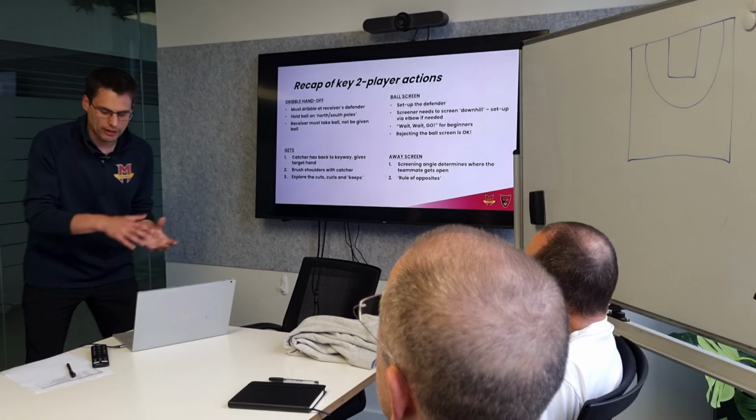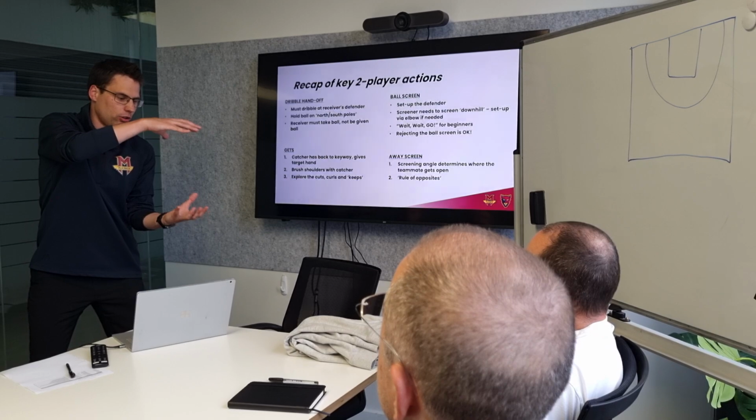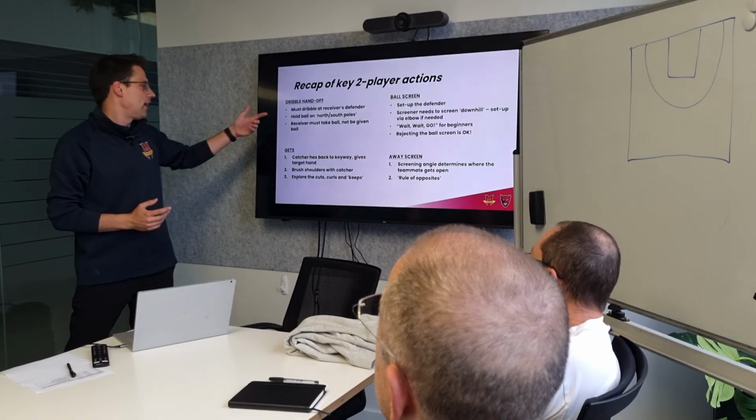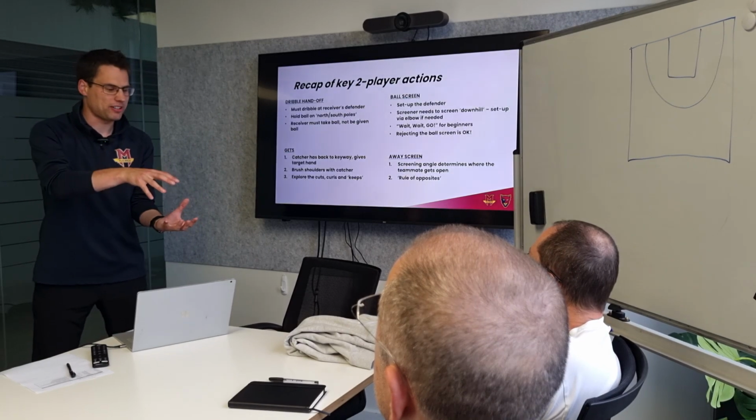When they're holding the ball, and I've got my basketball with me today, they should hold it out with north and south poles, for the player to take on that dribble handoff. And the key thing is that the receiver must take the ball.